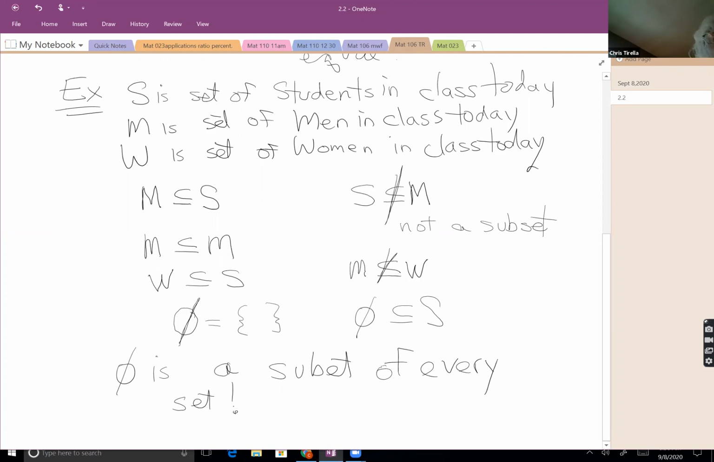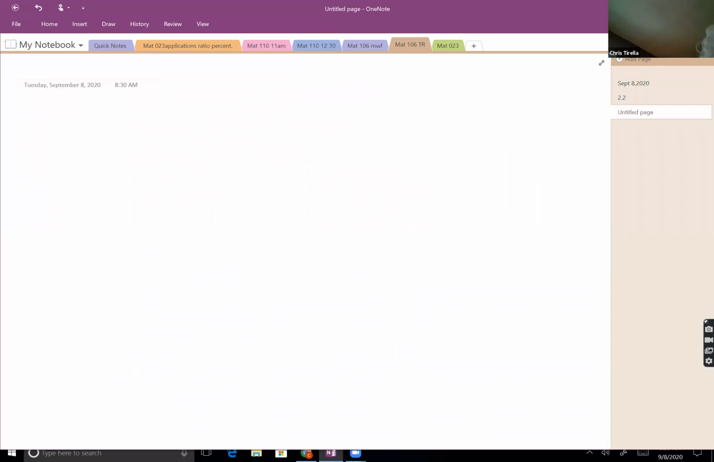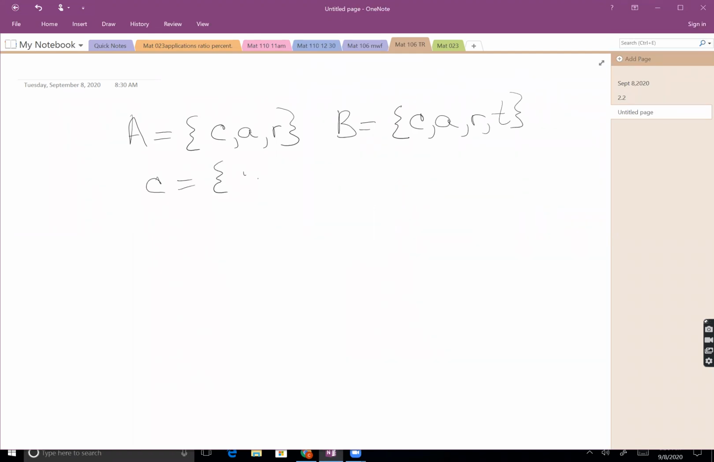So let's look at another example, an example where we can list all the elements of the set. I'm going to change pages. Is everybody all right if I insert a new page? Yep. So this time, let's say A is the set with C, A, R. Let's say B is the set with C, A, R, T. And let's say C is the set with C, A, T.